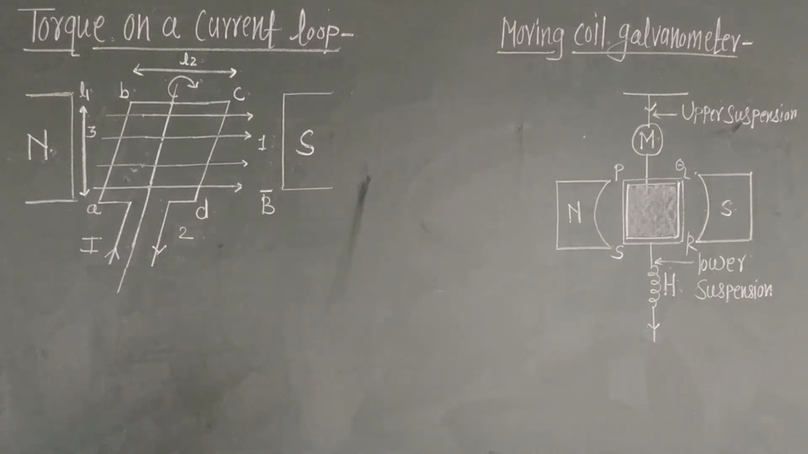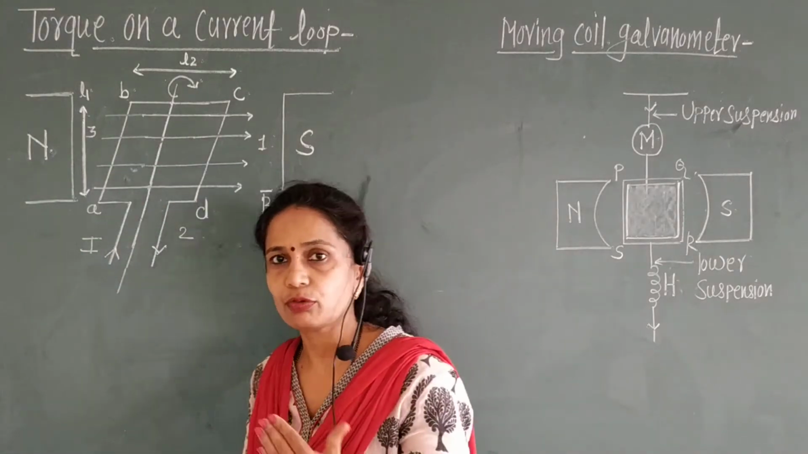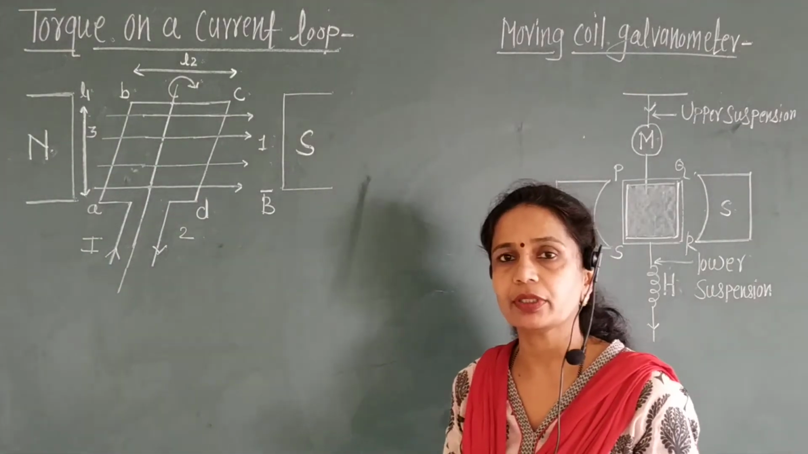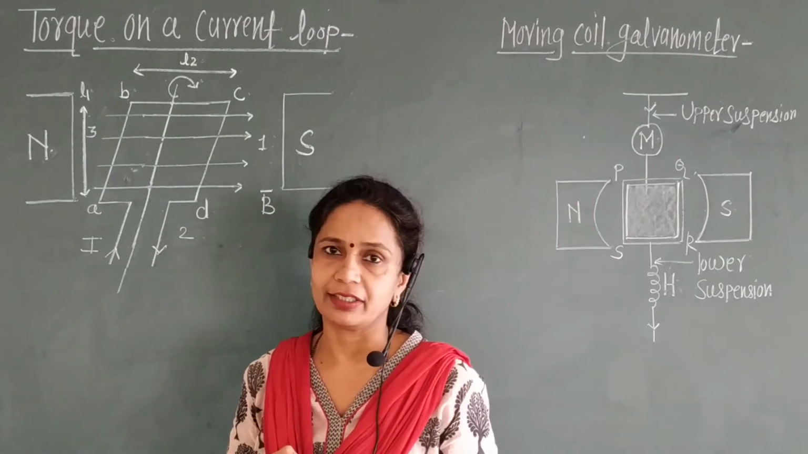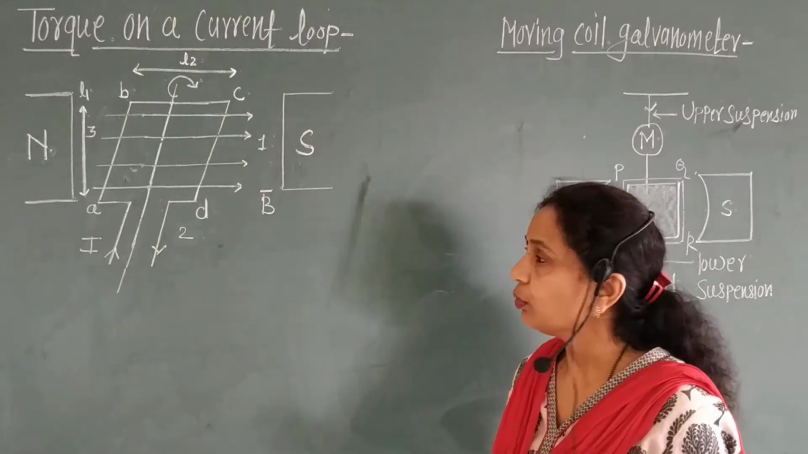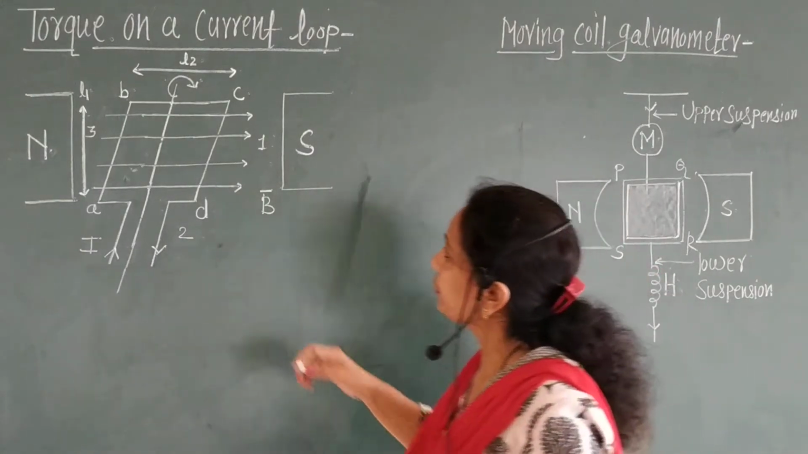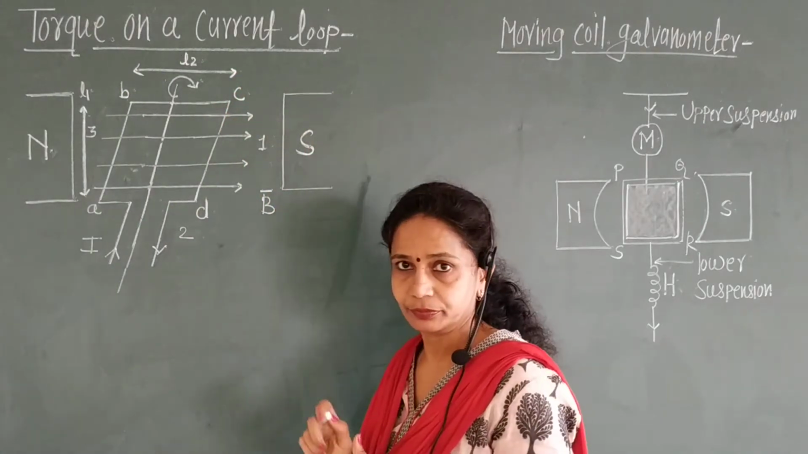Good morning, students. In the previous lecture, we started a new chapter, which is magnetic field due to electric current. It is very interesting. Now, the next point of the same chapter is torque on a current loop.